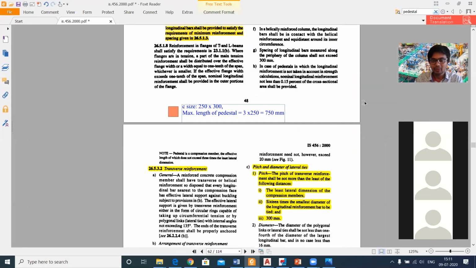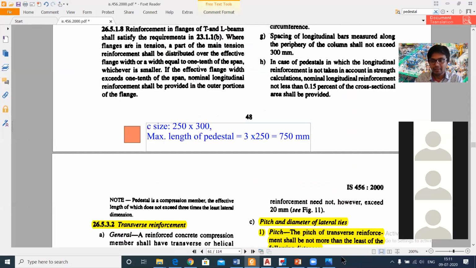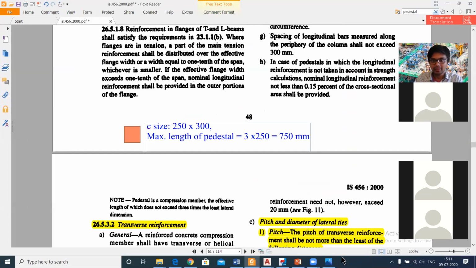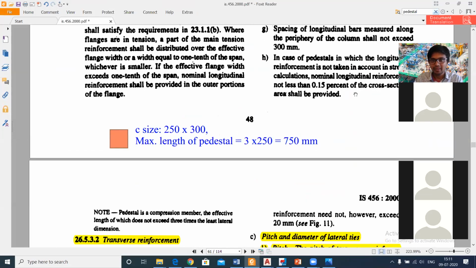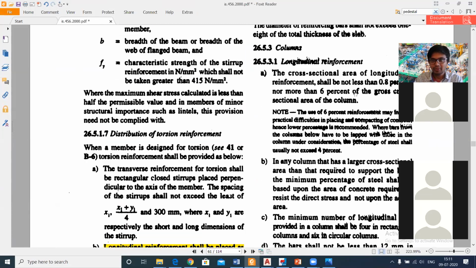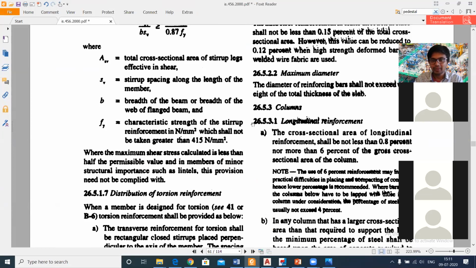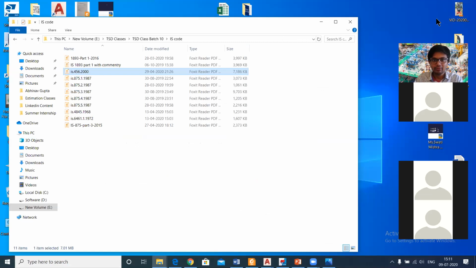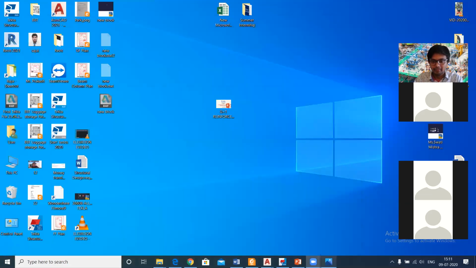As per the IS code also, we have validated it. I hope your doubt regarding pedestal has been cleared. You can also note down the clause in which this is written: IS 456 26.5.3.1. You can note down this clause in which we'll find the pedestal. So let us move forward.